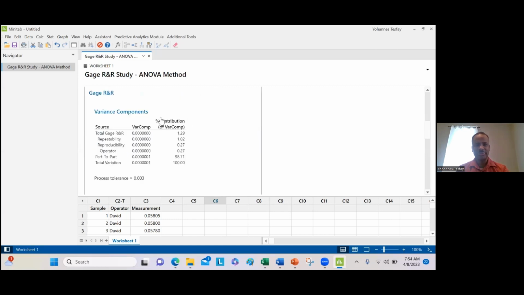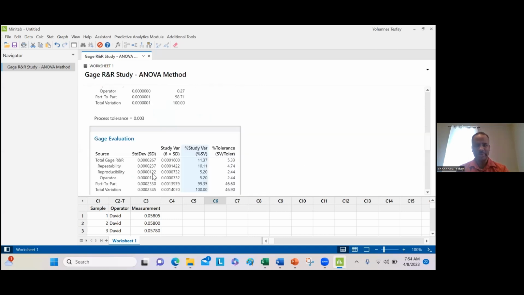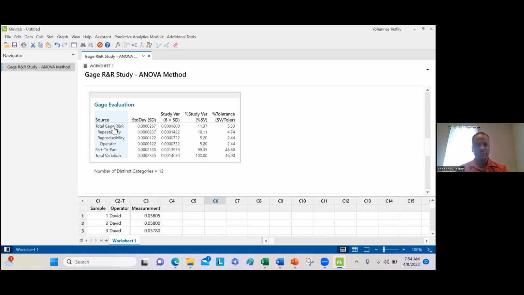See, now this is percent variation, but this is percent of 6 sigma variation. That's what it is. So total gauge R&R is only about 5.33%. So repeatability is 4.7 and reproducibility is 2.4. So no operator difference. Repeatability, okay. See, this gauge is acceptable. That's what we are going to look at.